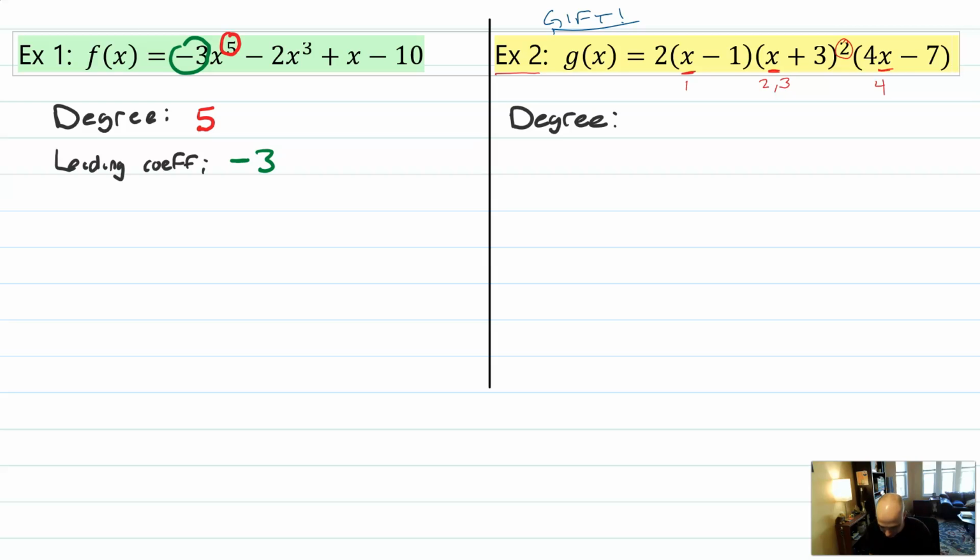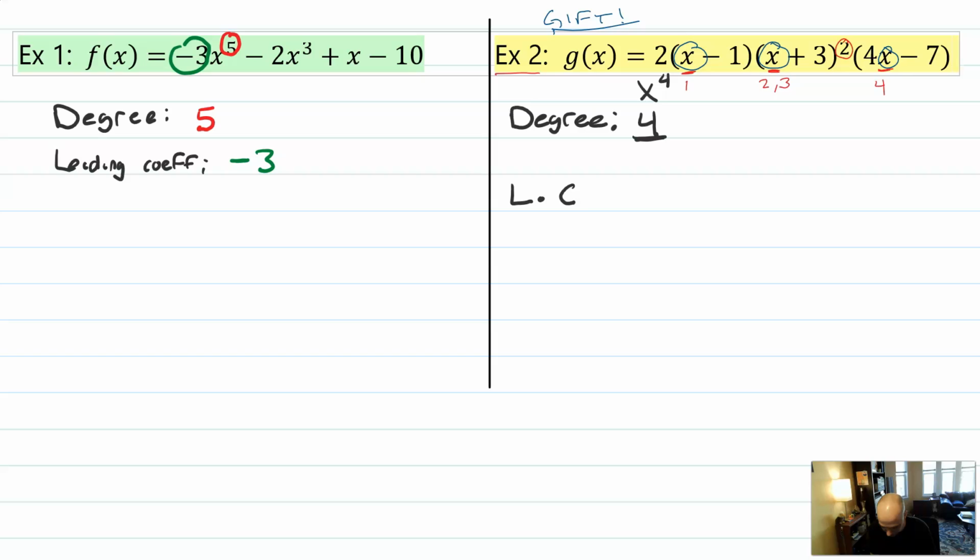So if I were to multiply this whole thing out, and please don't multiply the whole thing out, but eventually all 4 of those powers of x would have to come together and make an x to the 4th term as the highest exponent. So the degree in this polynomial is going to be 4. And you can find that without actually multiplying out the terms.